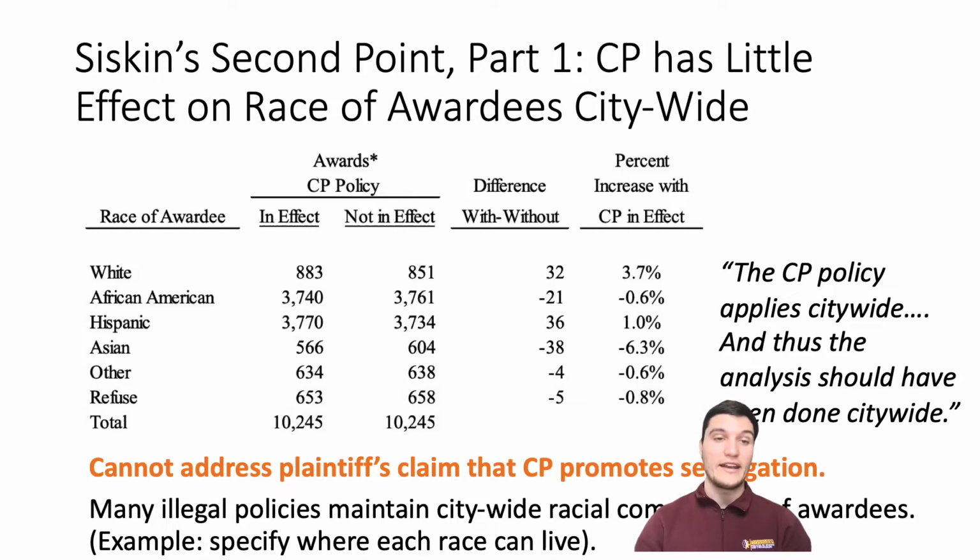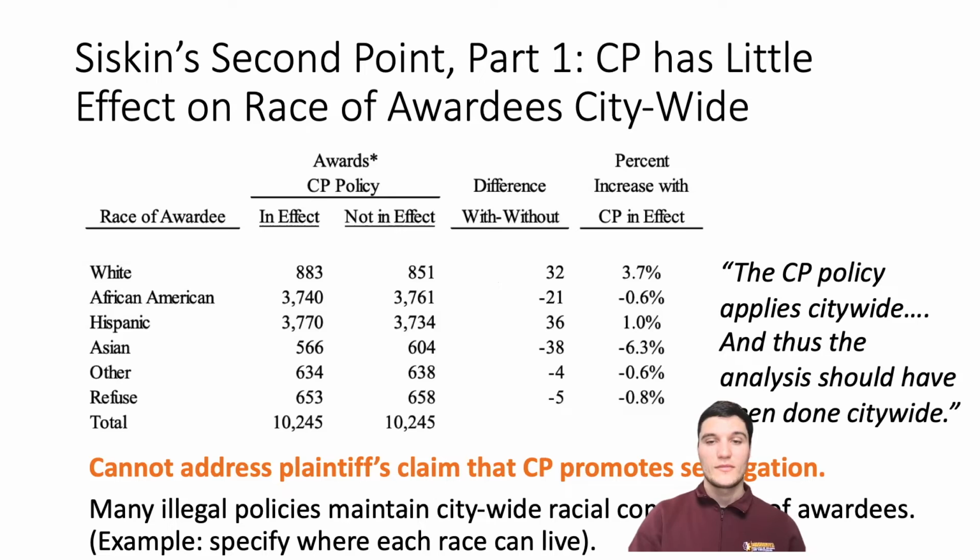total number of white, African-American, Hispanic, and Asian applicants to be housed, but would clearly promote segregation, right? For example, you could say, okay, in this borough, we're only going to place African-Americans. In this borough, we're only going to place white and Asian applicants. Maybe that wouldn't affect the total numbers, but it would very clearly be promoting segregation. So just the fact that the community preference policy doesn't have a big impact in this table doesn't necessarily suggest that the plaintiff's case is wrong.